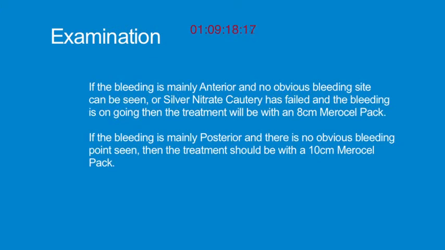If the bleeding is mainly anterior and no obvious bleeding site is seen, or if silver nitrate cautery has failed and the bleeding is ongoing, then the treatment will be with an 8 cm Merocel pack. If the bleeding is mainly posterior and there is no obvious bleeding point seen, then the treatment should be with a 10 cm Merocel pack.